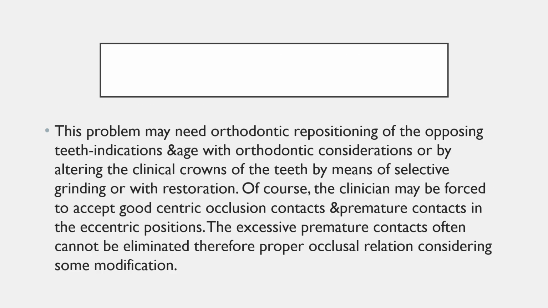So this problem may need orthodontic repositioning of the opposing teeth, considering the indications and age, or altering the clinical crowns of the teeth by means of selective grinding or with a restoration. Of course, the clinician may be forced to accept good centric occlusion contact and premature contacts in the eccentric positions. So, the excessive premature contacts often cannot be eliminated. Therefore, proper occlusal relation considering some modifications. So these are certain works that should be done before giving the new dentures to the patient.